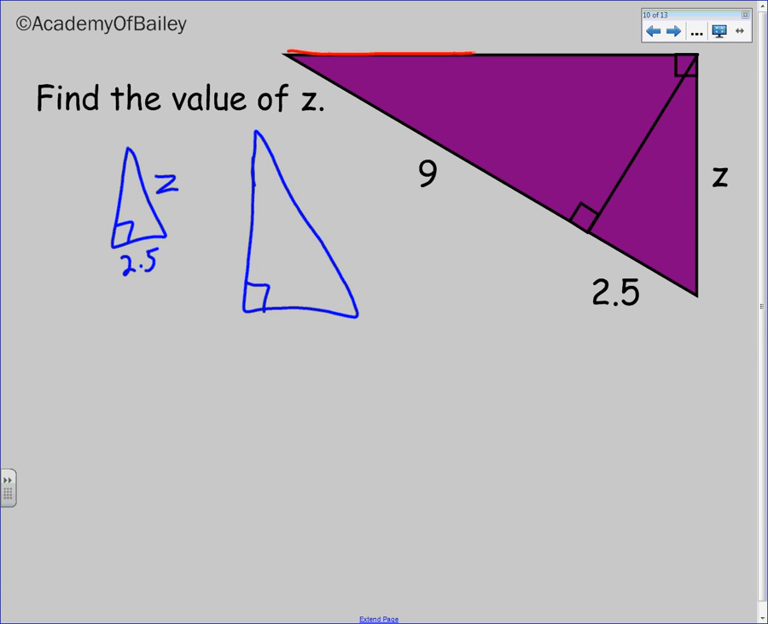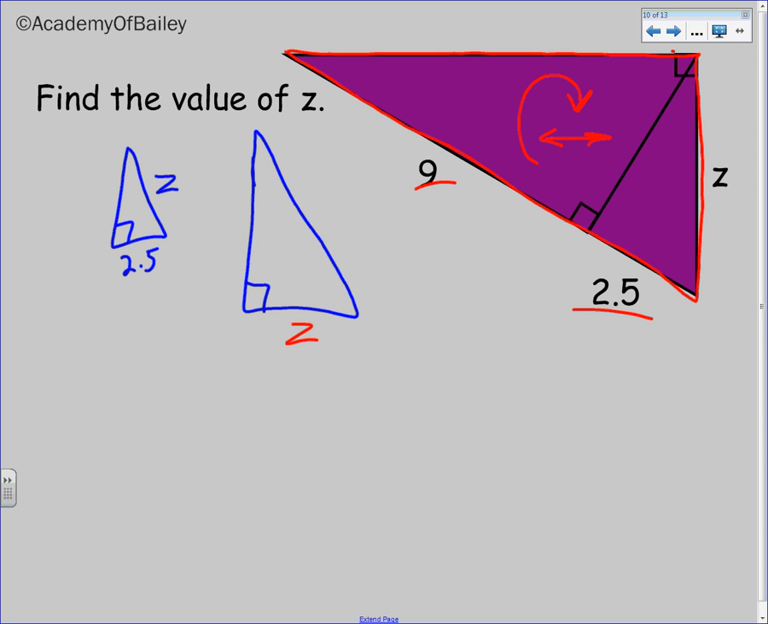So let's look at this large triangle here. If we do a rotation there, and then a left to right reflection, this triangle Z then becomes the base, or the bottom of that triangle. And then 9, well, it's not 9, it's 9 and 2.5.